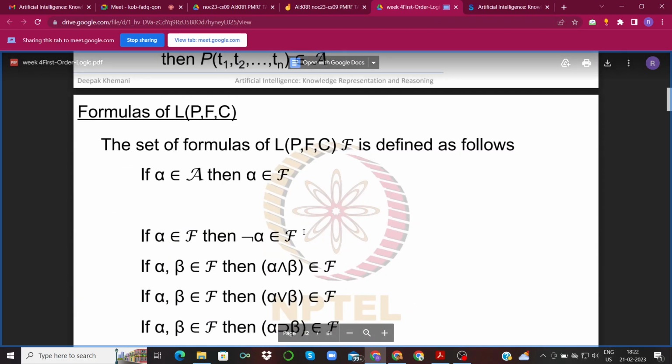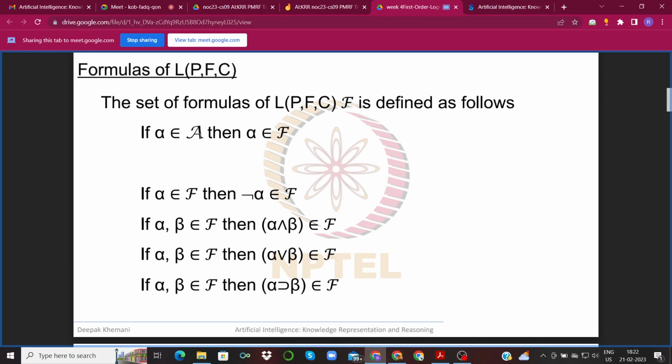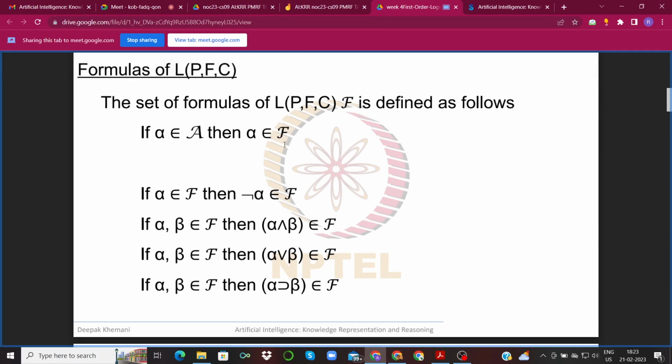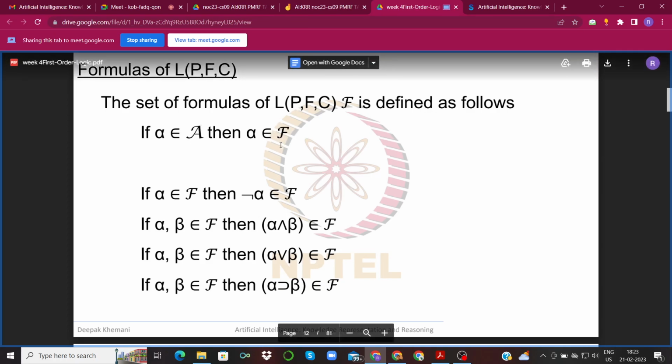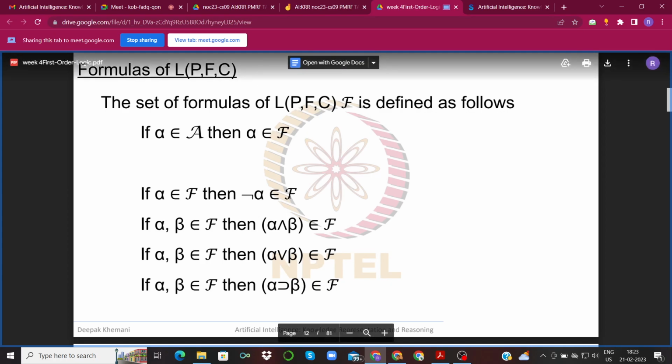Now coming to the definition of a formula itself. If alpha is an atomic formula, then it is also a formula, because of course alpha has to be a well-formed formula. So anything that is an atomic formula will be a formula as well. Then we can do several operations on alpha itself, like not alpha, and using logical connectives between them, to get a formula.